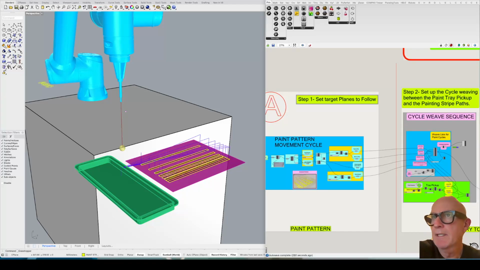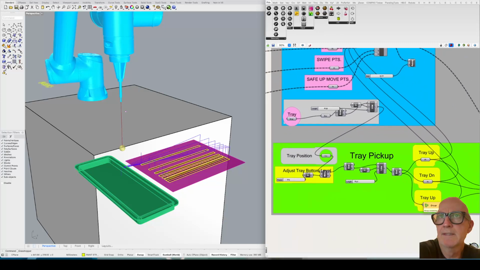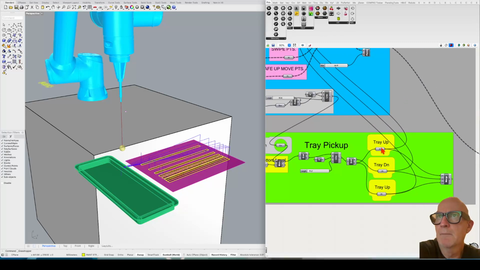Okay, so just to recap what we're doing here, we have two cycles. We have a painting cycle that paints the strips or whatever your pattern is. And we also have a tray cycle for dipping the paintbrush into the paint tray. Okay, so we can see that up here. It consists of an up position over the tray, a down position over the tray, and then back up in preparation for moving on to the painting cycle.